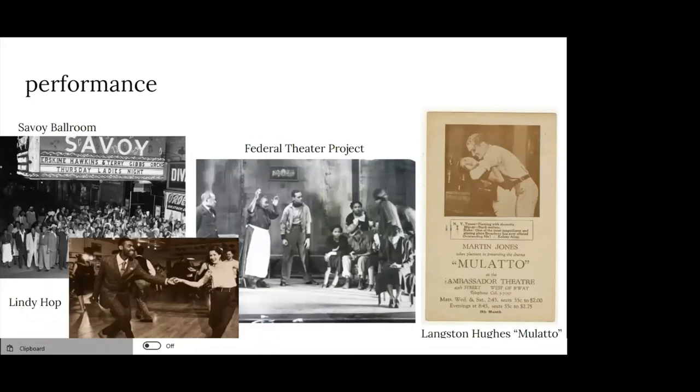Okay, now performance during the Harlem Renaissance. The first thing we're going to talk about is the Savoy Ballroom. The Savoy Ballroom was one of the first racially integrated public places in the country. This ballroom was for everyone. It didn't matter what color, what race, it didn't matter. All you need to know was how to dance.